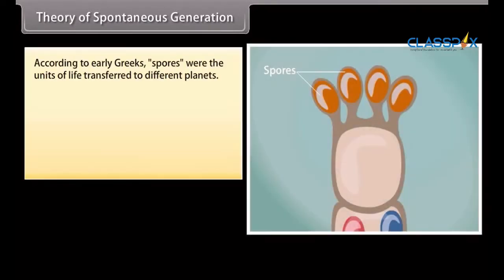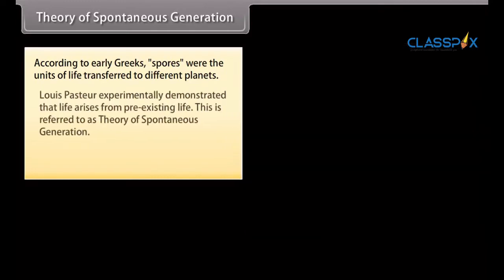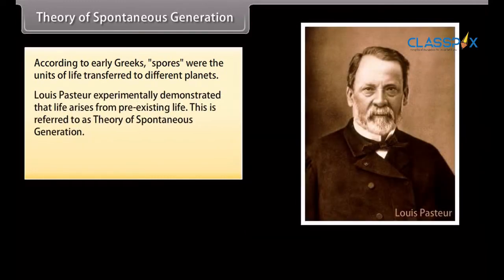Theory of spontaneous generation. According to early Greeks, spores were the units of life transferred to different planets. Louis Pasteur experimentally demonstrated that life arises from pre-existing life. This is referred to as theory of spontaneous generation.